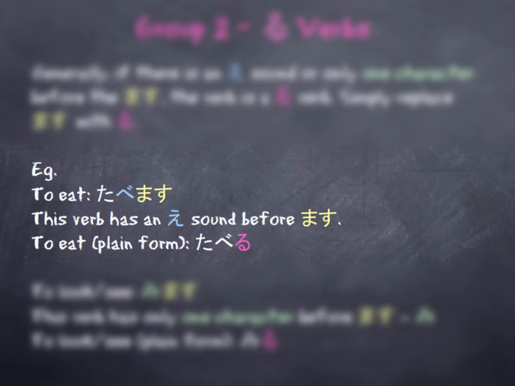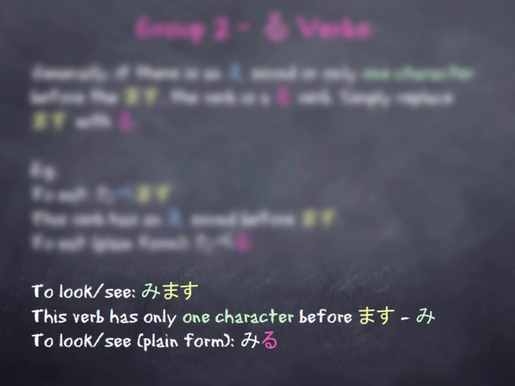For example, if we use the verb to eat to start with, the verb to eat is tabemasu. So directly before masu we have an e sound, be. So this is how we can tell that it's a ru verb. So all we're going to do with our ru verb is we're going to drop off the masu and replace it with ru instead.